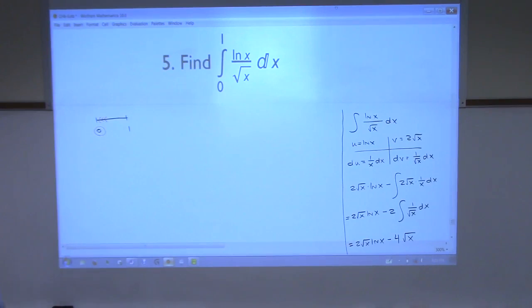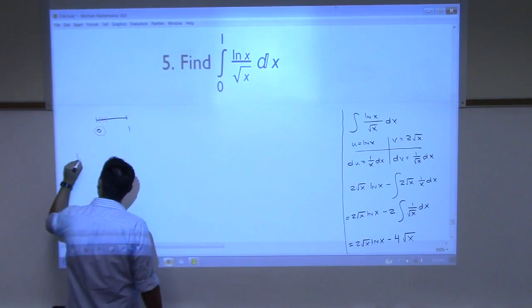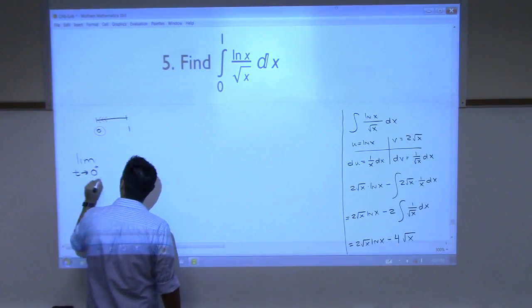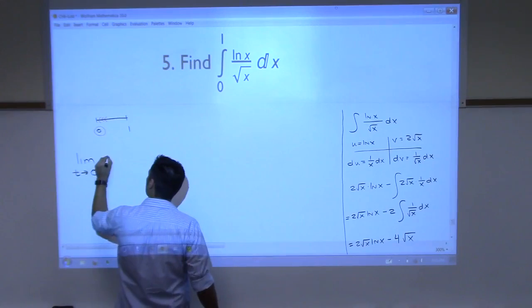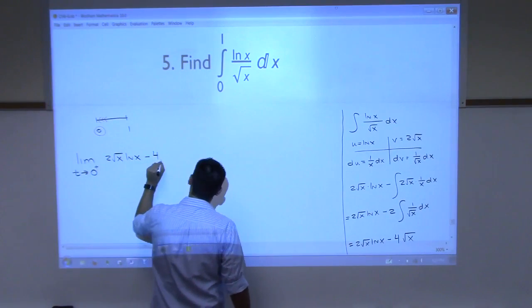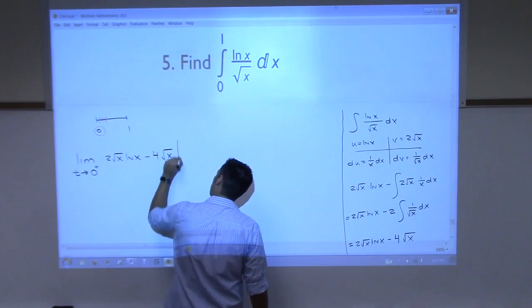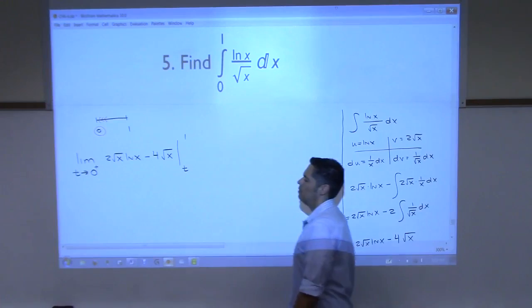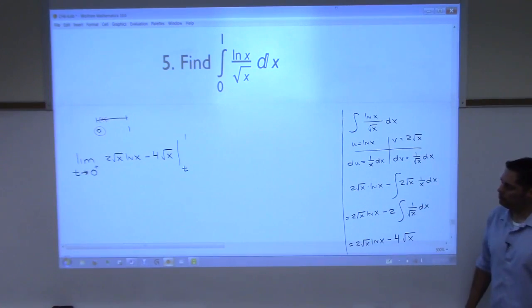Everything is 0, right? So limit t approaches 0 from the right of that antiderivative. Okay. I jump all that stuff.